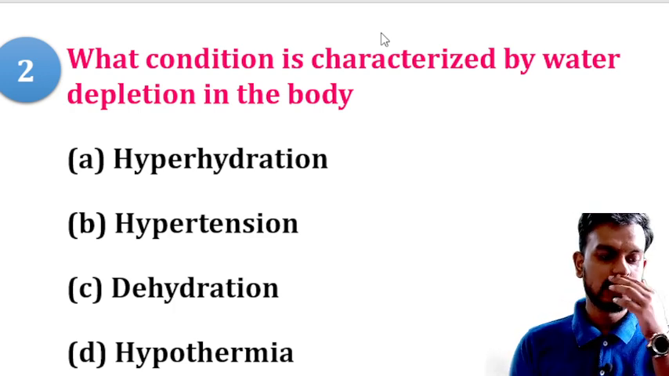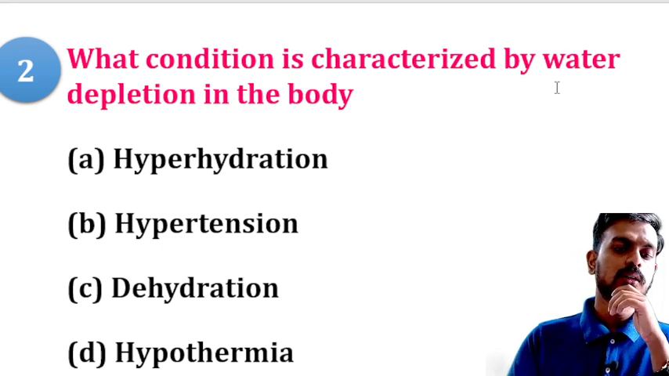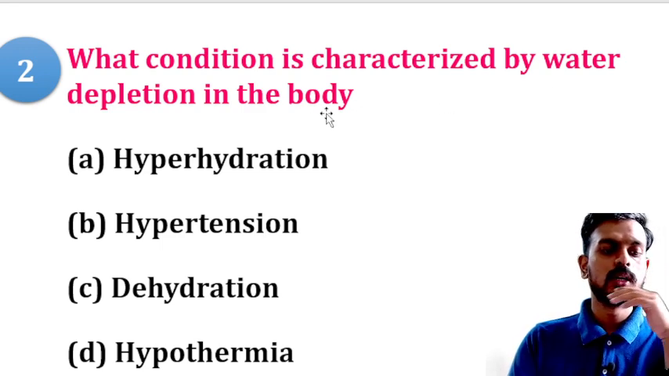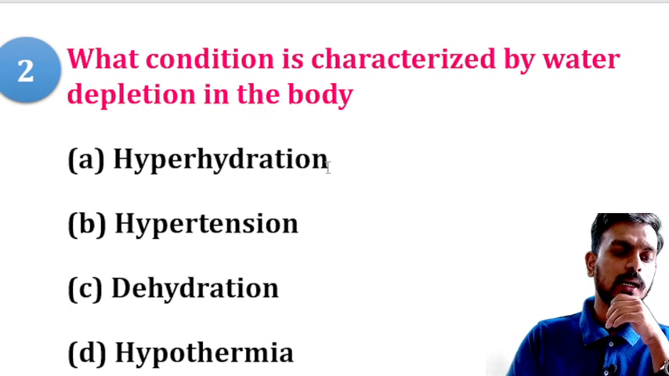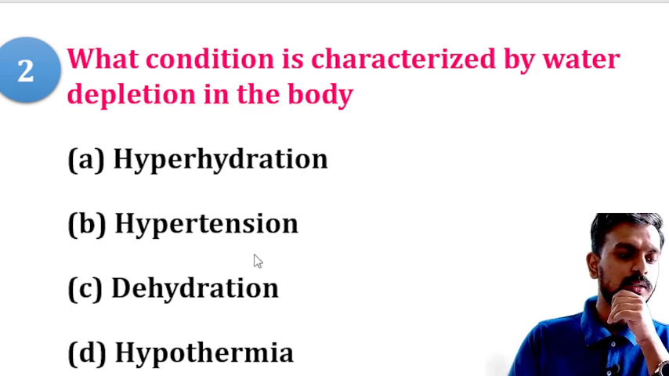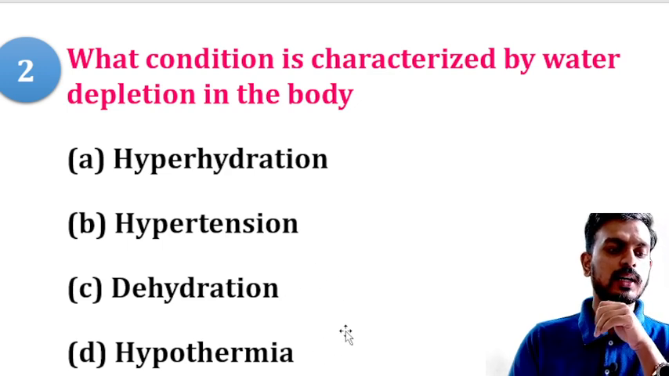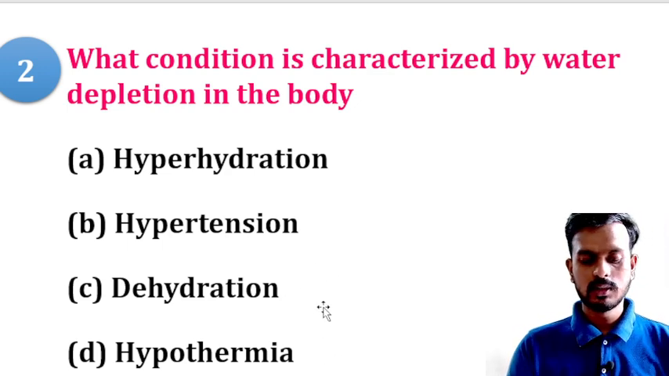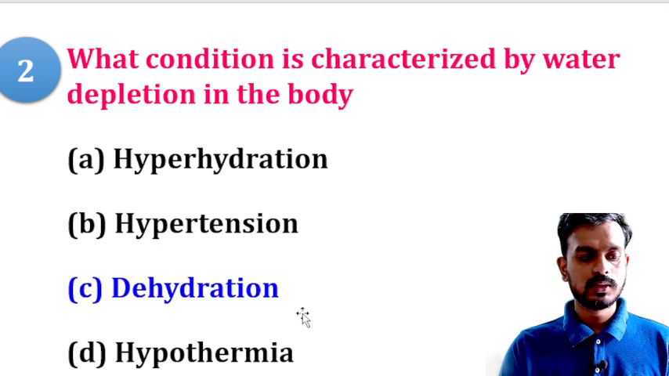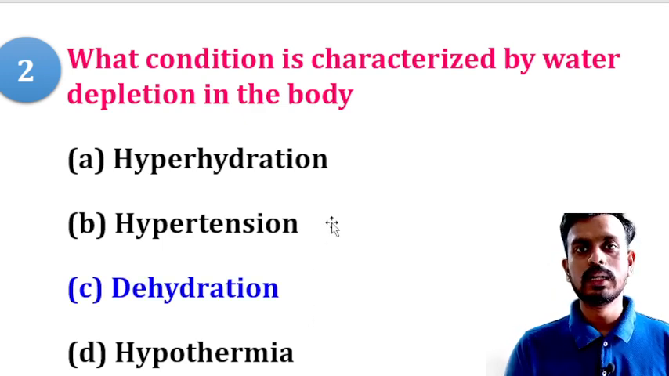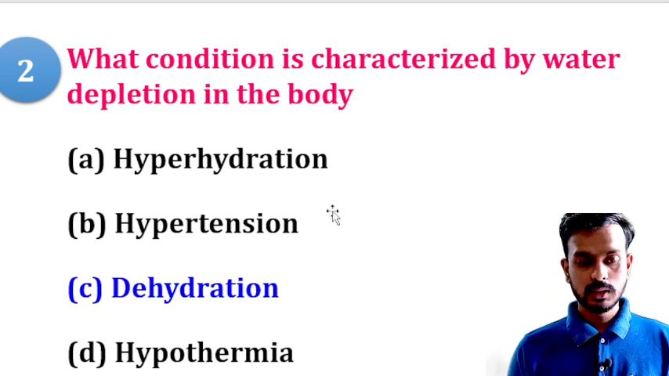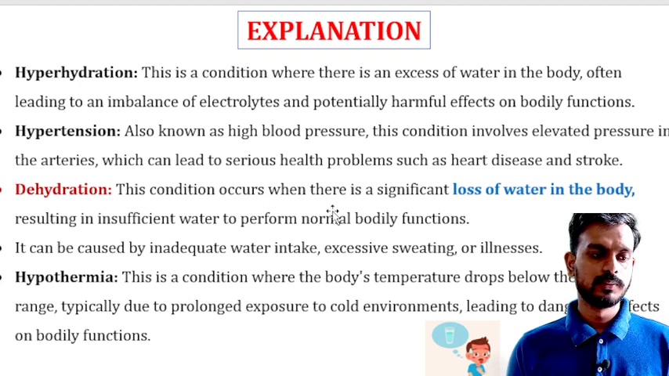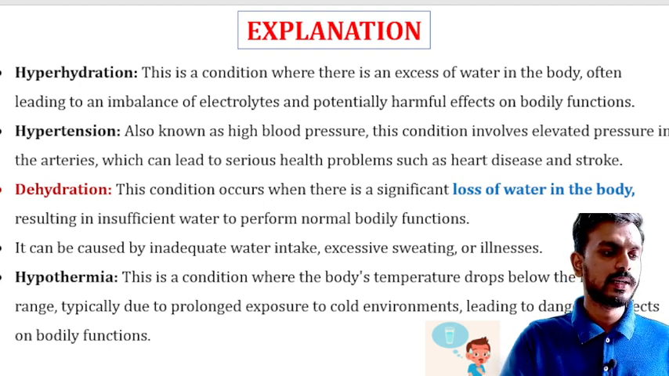It is asking in which condition water depletion of the body occurs. Hyperhydration, hypertension, dehydration, and hypothermia. This is a simple question, you should be able to answer. Option C is the correct answer, because during dehydration there is removal of the body's water. So what is hyperhydration? Let's see.